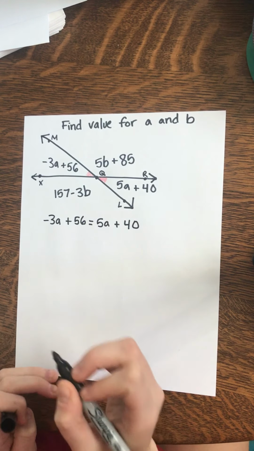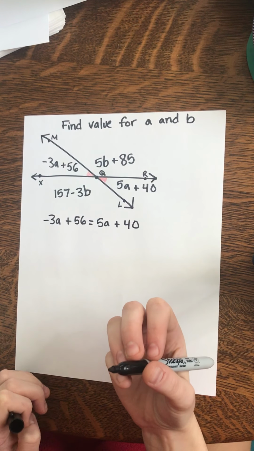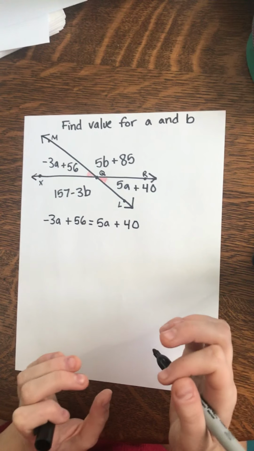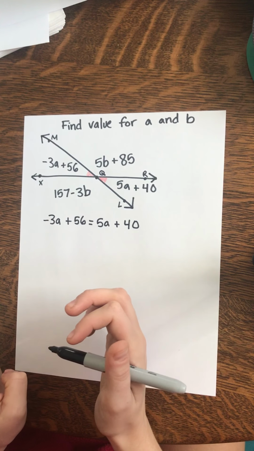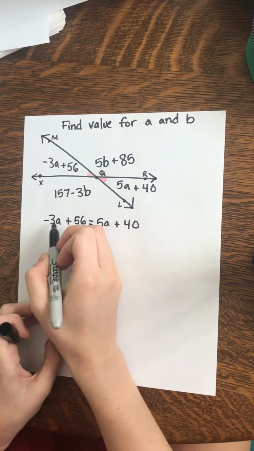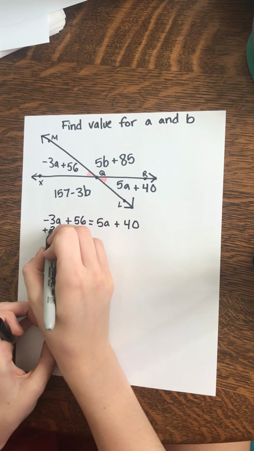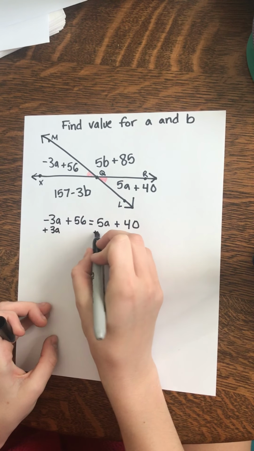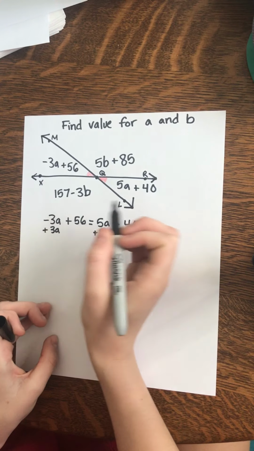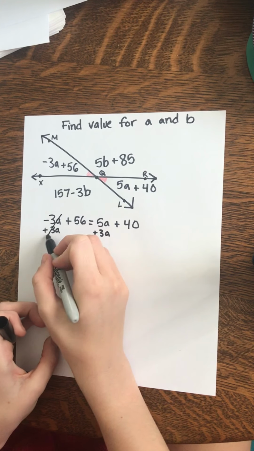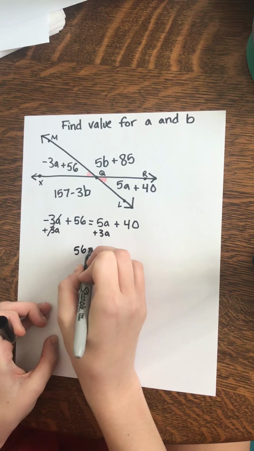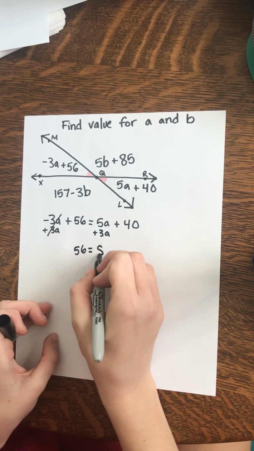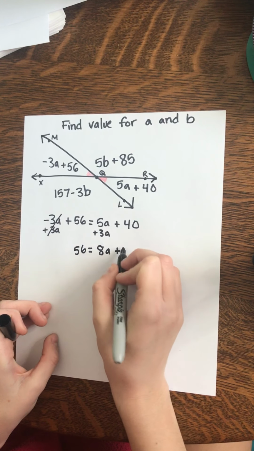Now we are at a two-step equation. I want to get my variables on one side and my whole numbers on the other. The opposite of subtracting 3a is adding 3a. So I'm going to add 3a to both sides. Negative 3a plus positive 3a is 0. I bring down the 56. 5a plus 3a is 8a. And I bring down the 40.